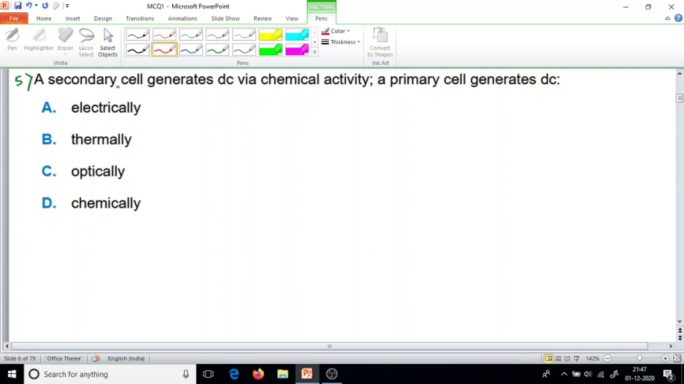And the next question. A secondary cell generates DC via chemical activity. A primary cell generates DC. All cells generate DC chemically. Chemical energy is converted to electrical energy.